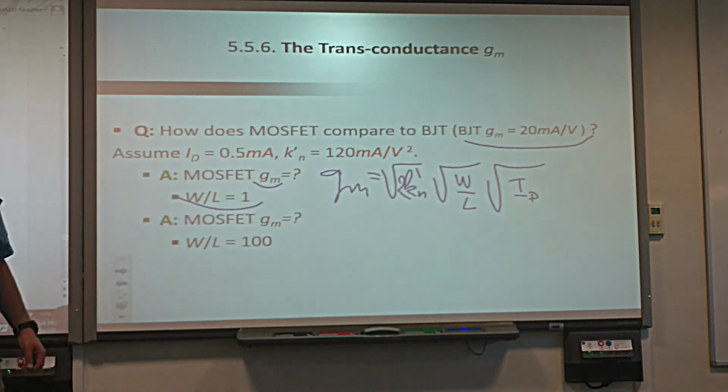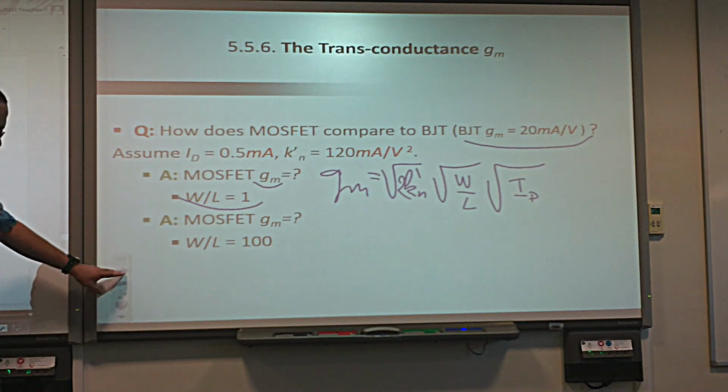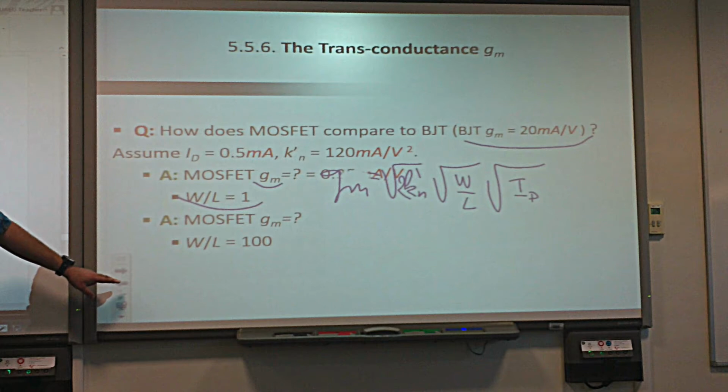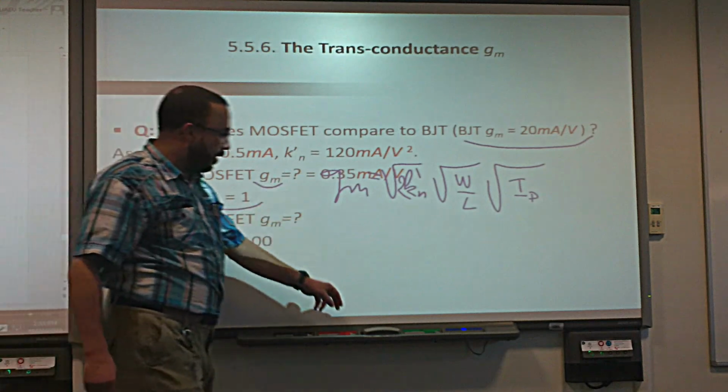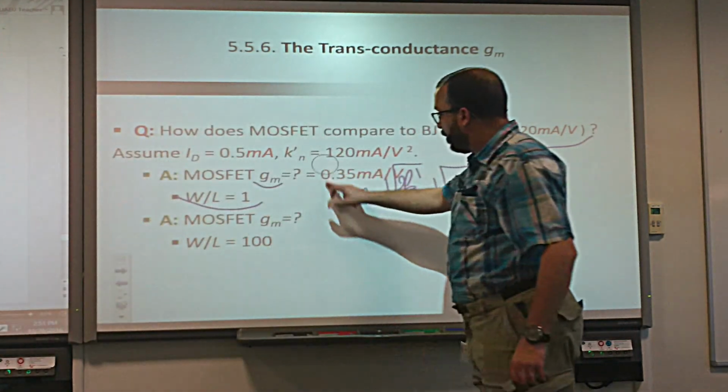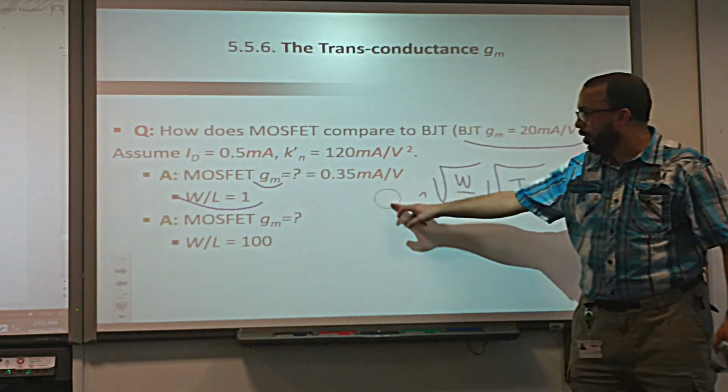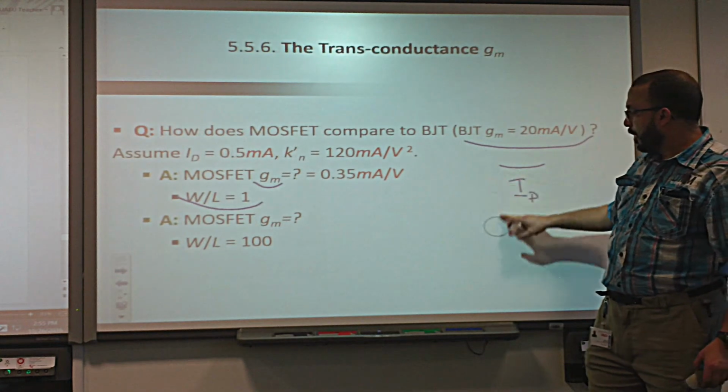0 point? Very good. What's the unit? Very good. Excellent. That's exactly the one. Oops. Let me try that. Boom. That's the one. Yeah. 0.35. As you can see, 0.35 millivolt, or milliamp, sorry, per volt.